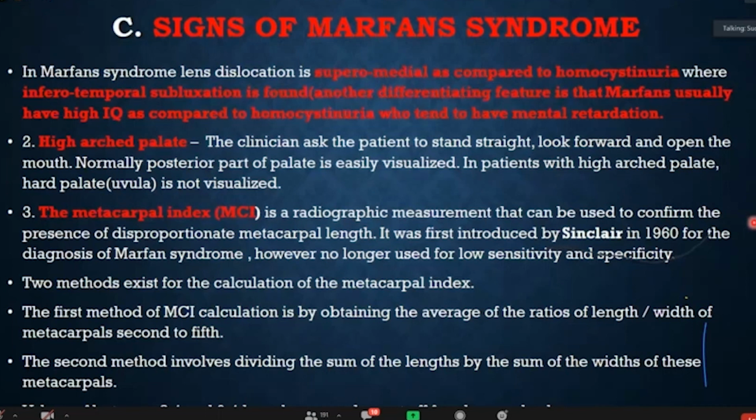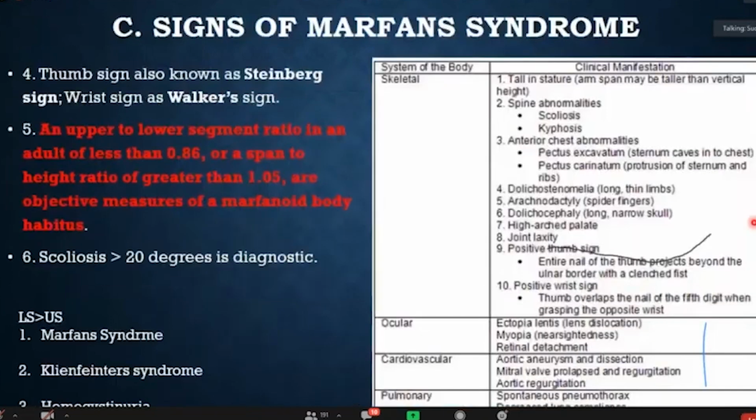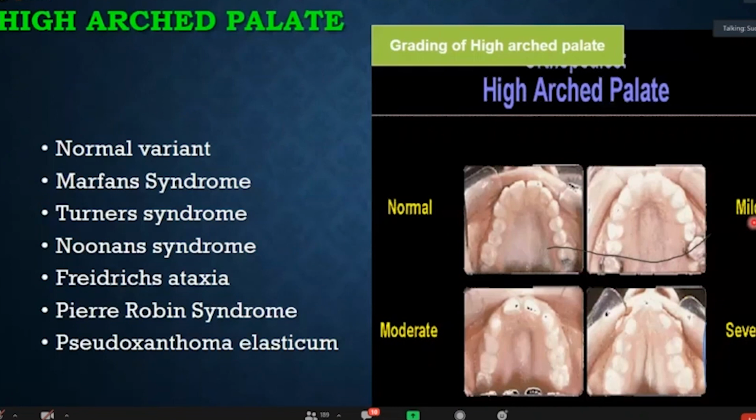I will come to the picture. So yeah, sorry, see, you can see this. The first picture is normal. You see a mild degree of high arch. This is a moderate high arch, and you see there is a severe degree of high arch palate. Apart from Marfan syndrome, there are many other causes of high arch palate like Turner syndrome, Noonan syndrome, Friedreich's ataxia, and whatnot. So I think we should just remember one or two important causes of high arch palate.